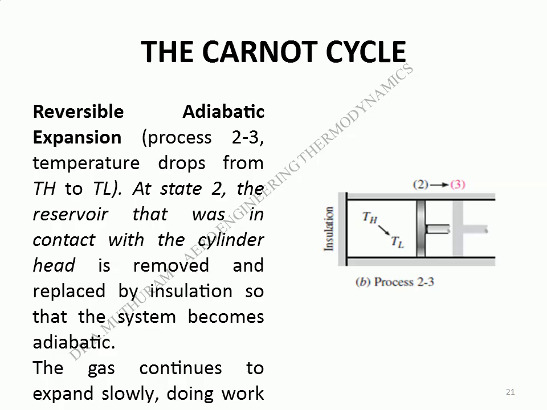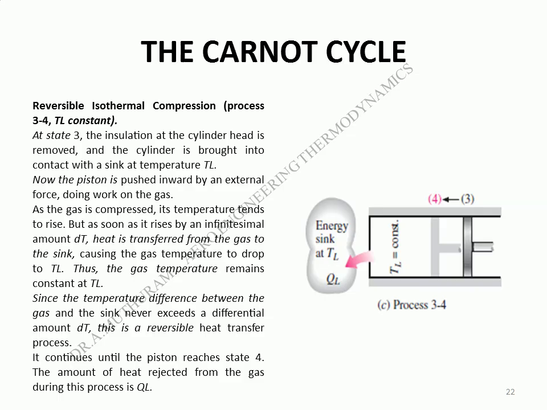At state 2, the reservoir that was in contact with the cylinder head is removed and replaced by insulation so that the system becomes adiabatic. The gas continues to expand slowly, doing work on the surroundings until its temperature drops from TH to TL, state 3. The piston is assumed to be frictionless and the process to be quasi-equilibrium, so the process is reversible as well as adiabatic. Reversible isothermal compression, process 3 to 4, TL constant.